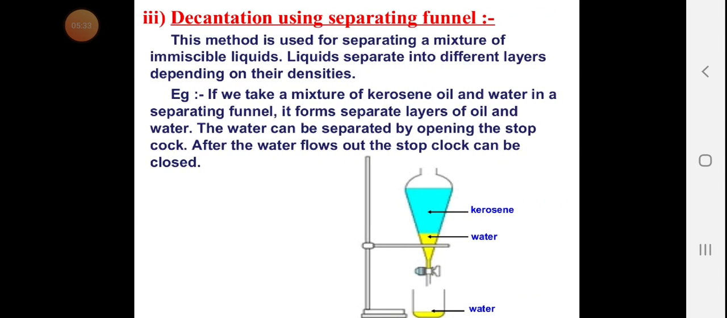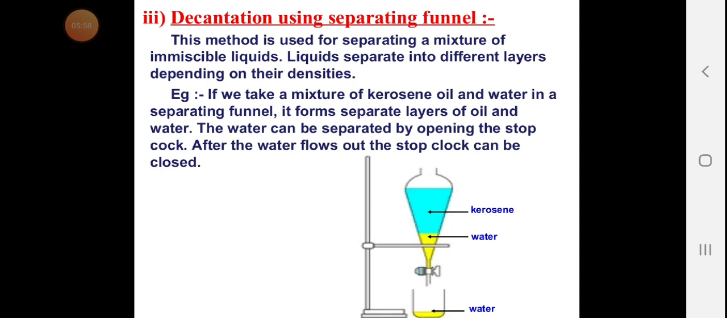Now decantation using a separating funnel. Simple decantation you have studied in class 6, where you used to tilt your beaker and perform separation. Here you are using a separating funnel. Now this method is used for separating a mixture of immiscible liquids, that means they are not mixed with each other. So liquids are separated into two different layers depending on their densities.